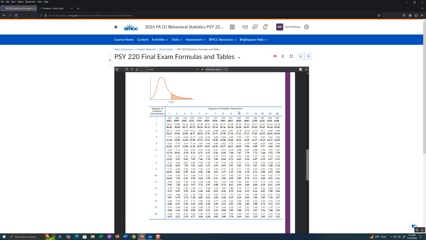Degrees of freedom numerator is k minus 1, k being the number of groups, so 3 minus 1 is 2. So 2 in the numerator. Denominator is n minus k. N is 15, k, the number of groups, is 3, 15 minus 3 is 12, so I want 2 and 12. And I want the bold. The bold is 0.01. The regular font is 0.05. The bold is 6.93. So that's our critical value.